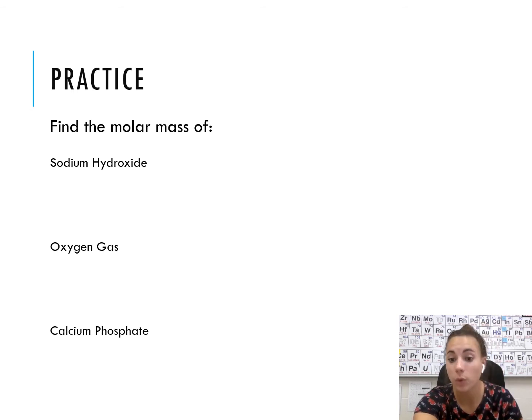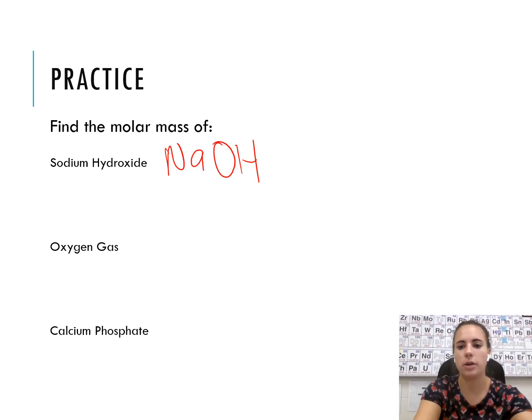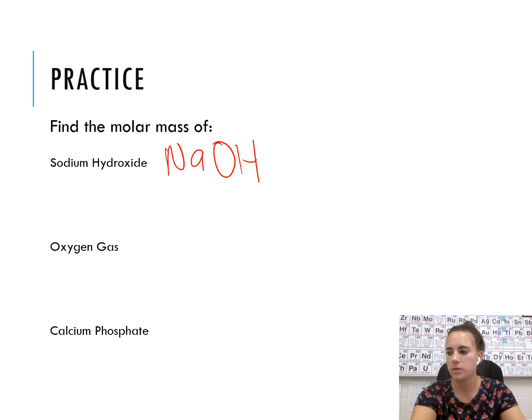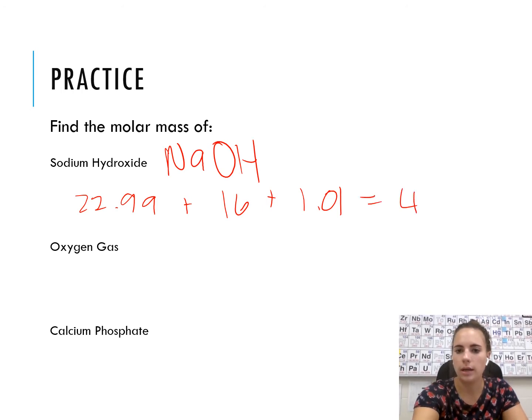I have to be able to write formulas, right? I can't just look up sodium, and I definitely can't look up hydroxide on the periodic table, because hydroxide isn't on the periodic table. Its individual atoms are. So sodium hydroxide, the formula is NaOH. Sodium is +1, hydroxide is -1. I'm balanced. So I'm going to look up the mass of sodium, 22.99, plus the mass of oxygen, which is 16, plus the mass of hydrogen, which is 1.01, and I get 40.0 grams per mole.